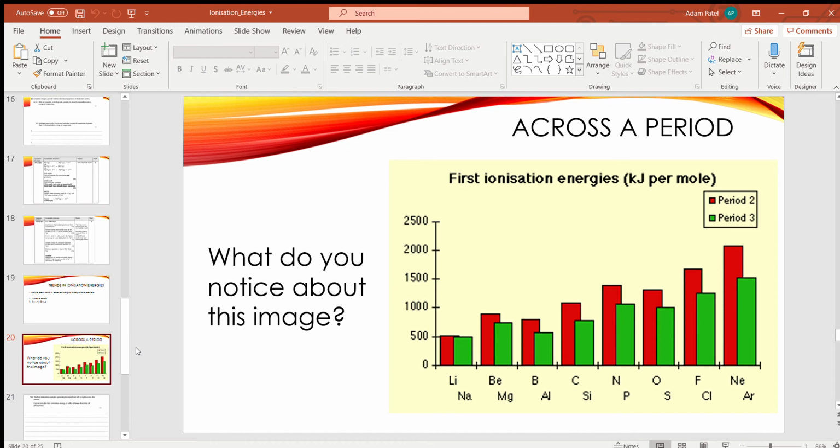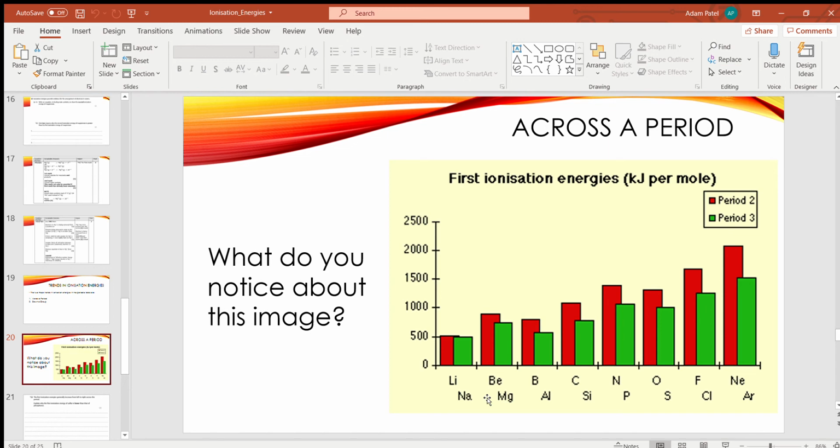The first exception that you can see, hopefully, is between group 2 and group 3, so beryllium and boron, Be and B, and Mg and aluminium. So usually the trend is to increase as you go across the period, except for these two exceptions. Let's go through the exceptions quickly.